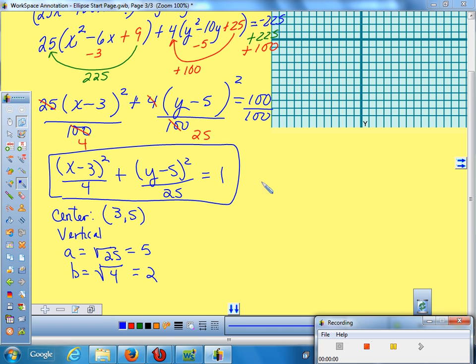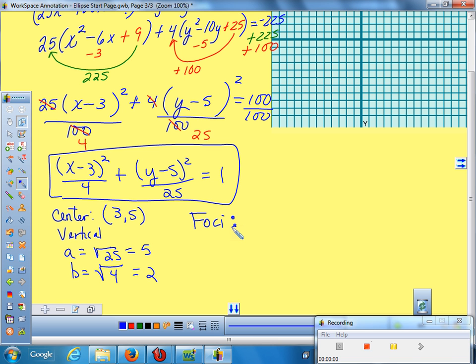Do two more things. They're going to ask you where are the foci, or foci, whichever way you want to call it, and draw a graph of the thing. Okay, on your card, we just wrote a formula for how to find out to give the coordinates of the foci.